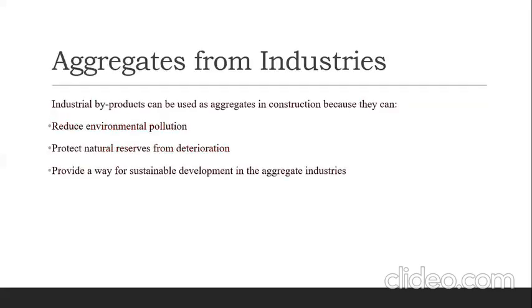And the next is aggregates from industries. The main reason why we have to use aggregates from the industries is to reduce the environmental pollution. Generally, industries will produce a large amount of byproducts which are not used properly, and it is deposited in the open barren land. If it is used for some useful products instead of depositing in the open land, the environmental degradation can be reduced. So for protecting the environment and to reduce the environmental pollution, these industrial-based aggregates have been used in the construction sectors.